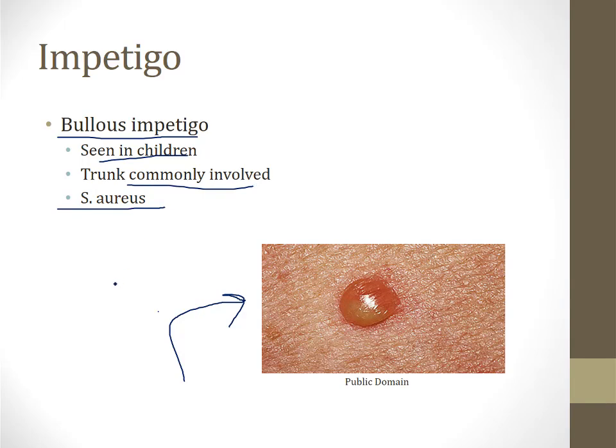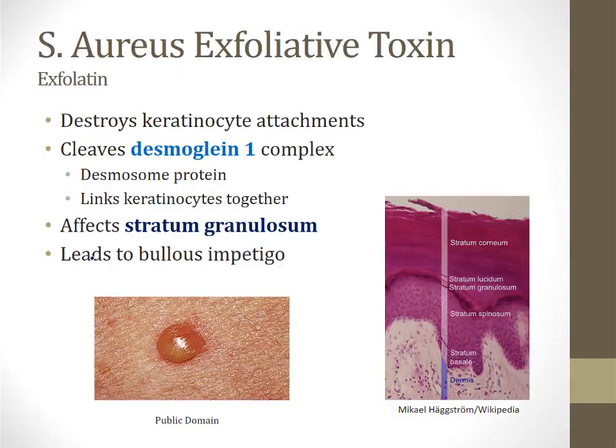Now, I told you that the traditional honey-crusted form can be caused by Staph aureus, and I also told you that this bullous form is always caused by Staph aureus. So why does Staph aureus sometimes lead to the non-bullous form of impetigo and other times lead to bullous impetigo? Well, let's talk about that now. Some strains of Staph aureus produce a toxin called exfoliative toxin. It's also called exfoliatin, and this toxin destroys keratinocyte attachments.